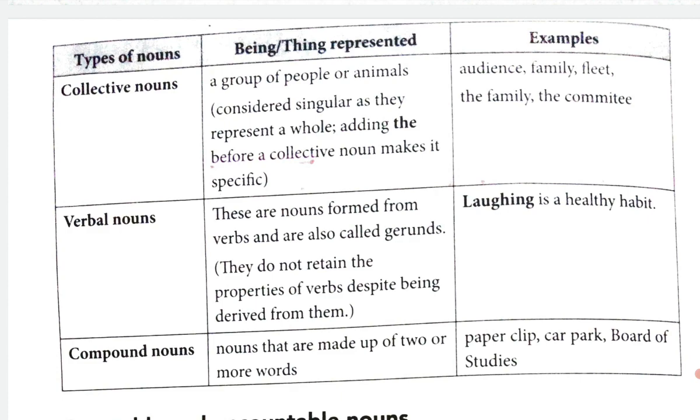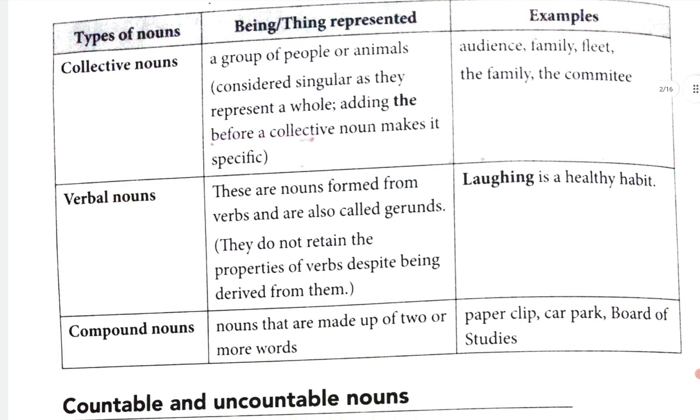For example, laughing is a healthy habit. The word laughing there does not retain the properties of a verb despite being derived from one. Nouns formed from verbs are also called gerunds. Laughing, of course, is a verb, but it is derived from the verb and converted itself to a noun. So it is termed the verbal noun.